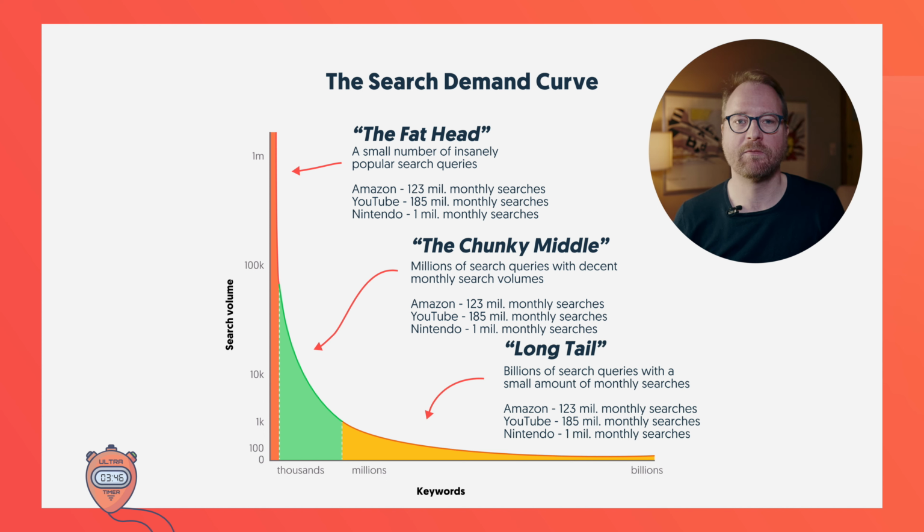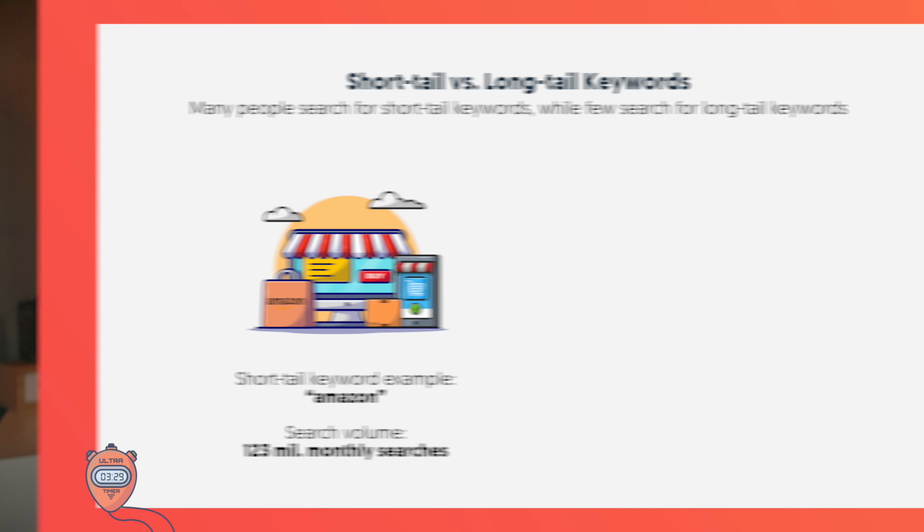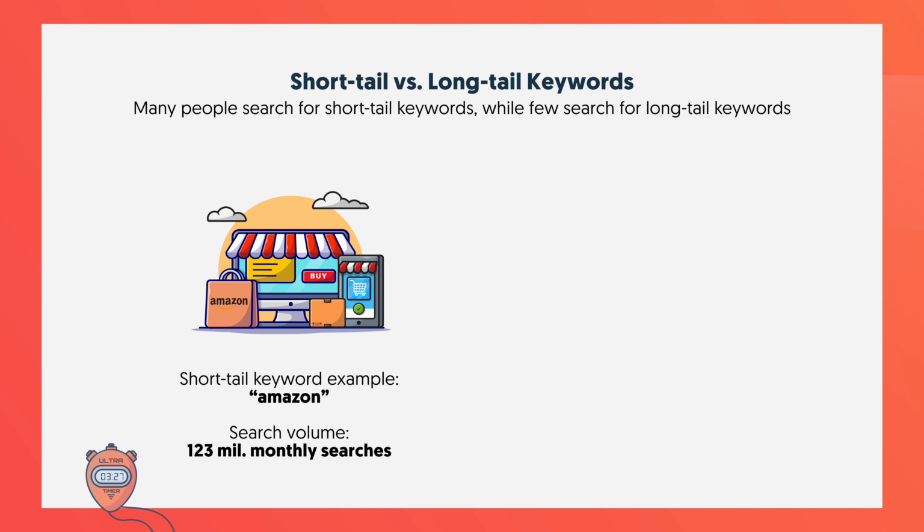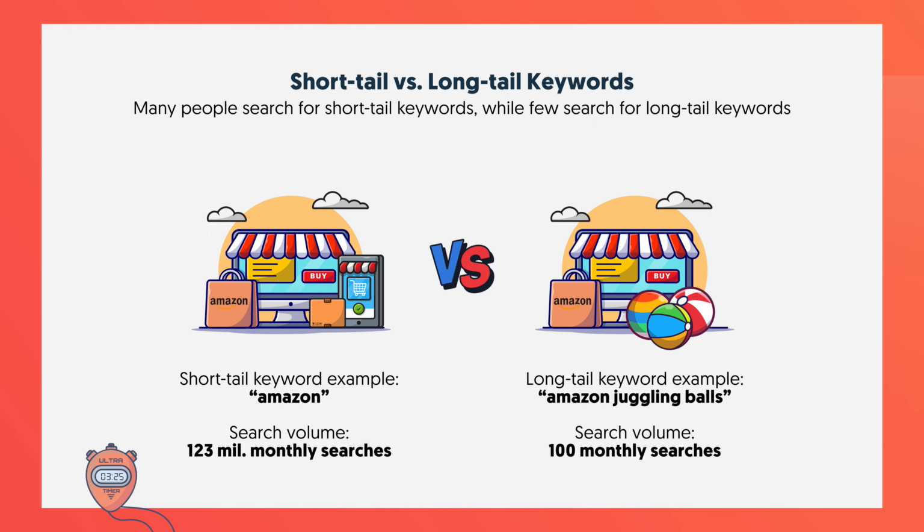While the short tail of the search demand curve only has around 18.5% of the total amount of keywords ranking in the curve, the number of monthly searches more than makes up for it, as those searches itself can easily go into the millions. For example, just the word Amazon has a rough estimate of 123 million monthly searches, while Amazon juggling balls only has around 100.